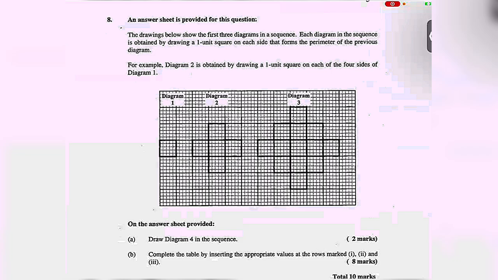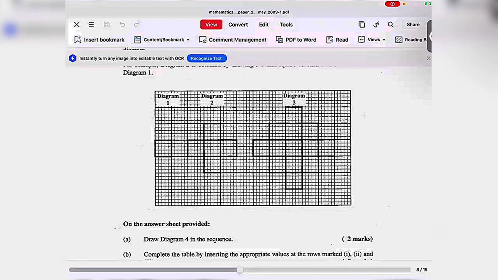An answer sheet is provided for this question. The drawings below show the first 3 diagrams in the sequence. Each diagram in the sequence is obtained by drawing a 1 unit square on each side that forms the perimeter of the previous diagram. For example, diagram 2 is obtained by drawing a 1 unit square on each of the 4 sides of diagram 1.